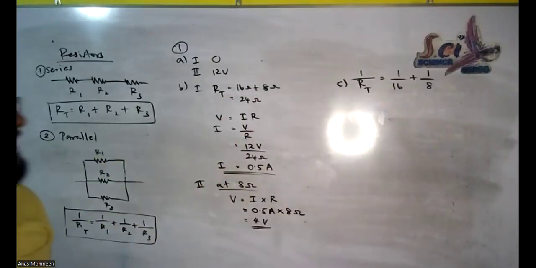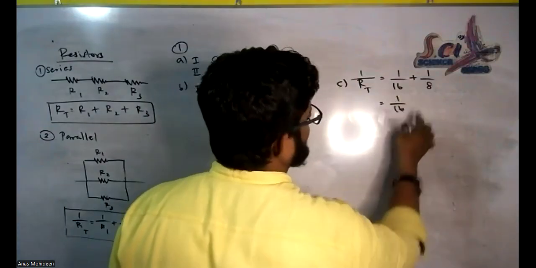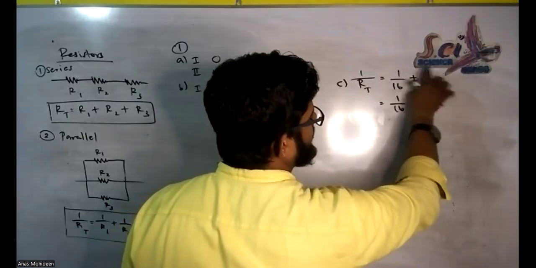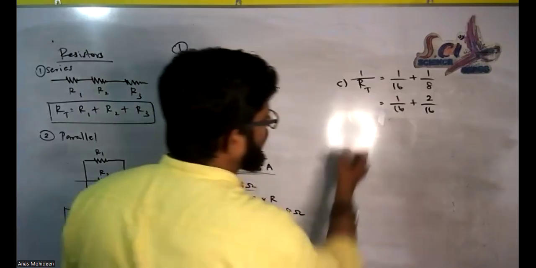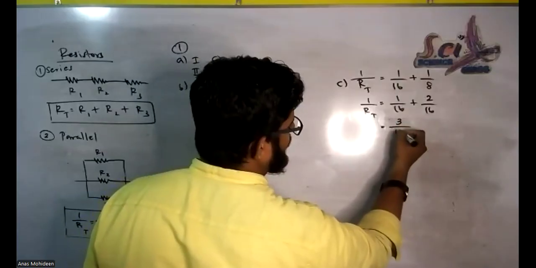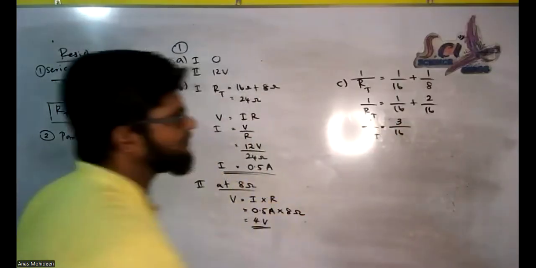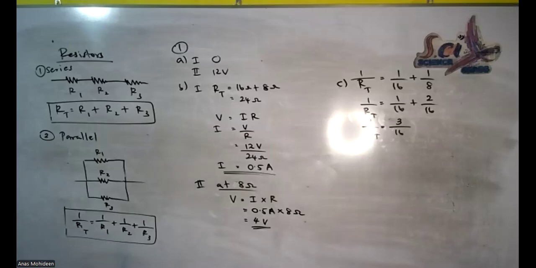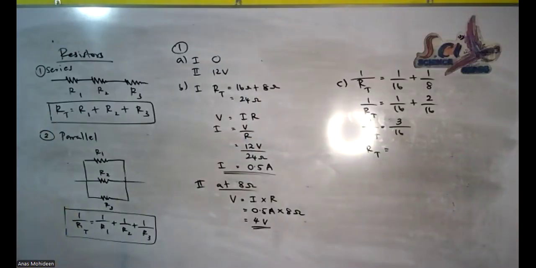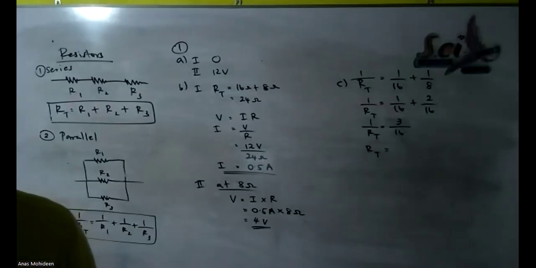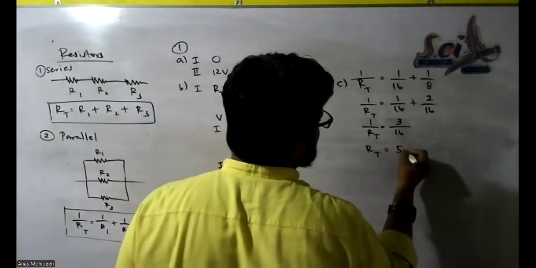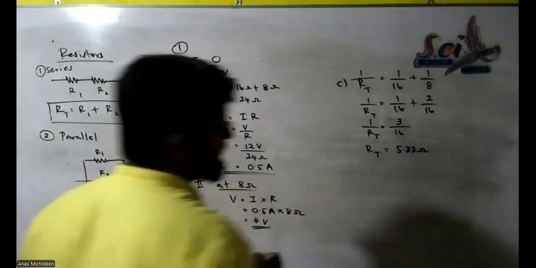Now, how to take it? It is 1 over 16 plus 1 over 8. I can take the LCM. Straight away, I can write 8 times 2 is 16, so 1 times 2, 2. So it is 2 over 16. So 1 over RT is equal to 1 over 16 plus 2 over 16. I can take it as 3 over 16. Correct? 1 over RT is equal to 3 over 16, which means RT should be equal to 16 over 3. Tell me how much is 16 over 3? It gives you 5.33. Right? RT is equal to 5.33 ohms.